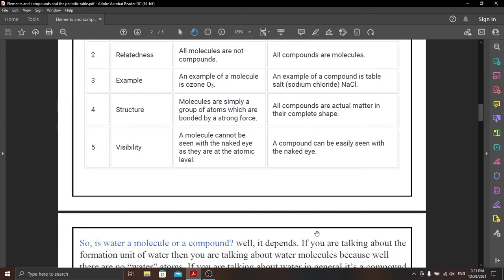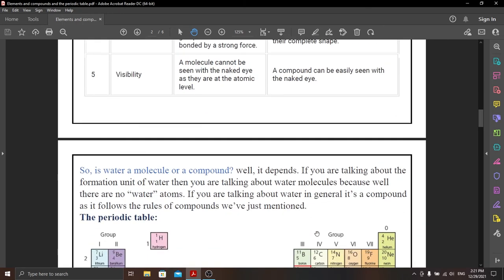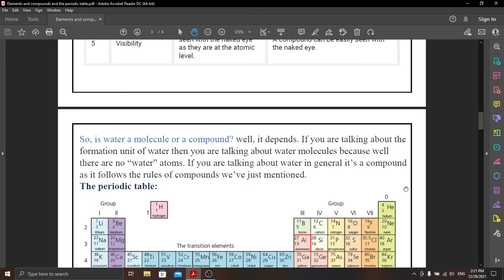This example will hopefully clarify things for you. So is water a molecule or a compound? It just depends on what you mean by water. If you mean water at its atomic level, in its atomic structure, it's two hydrogen atoms joined to an oxygen atom. So it's a molecule because, well, we don't have something called a water atom. We have a water molecule because these are two different atoms combined together, two hydrogen and oxygen. But water in itself, as the thing you drink as a whole, that's a compound, of course, because these are different atoms together.